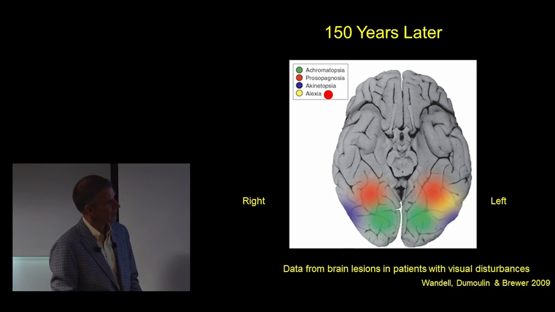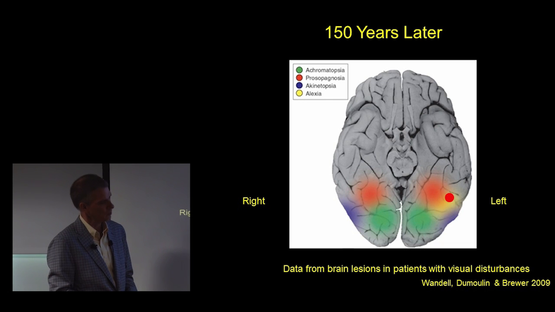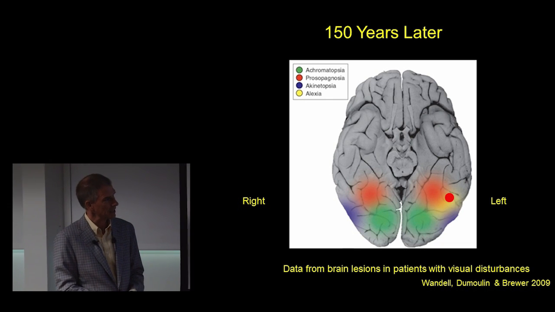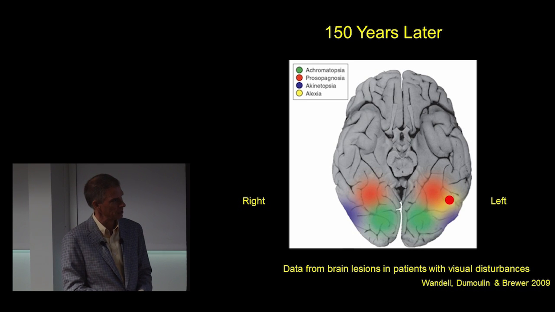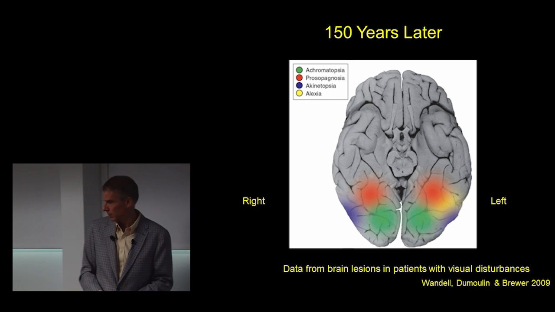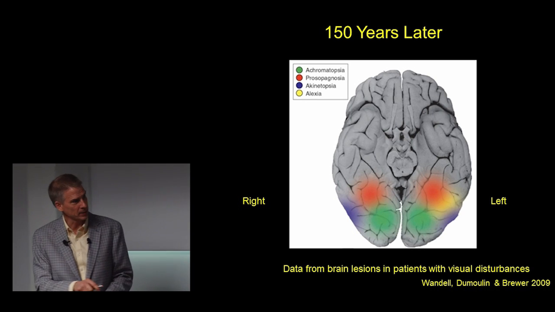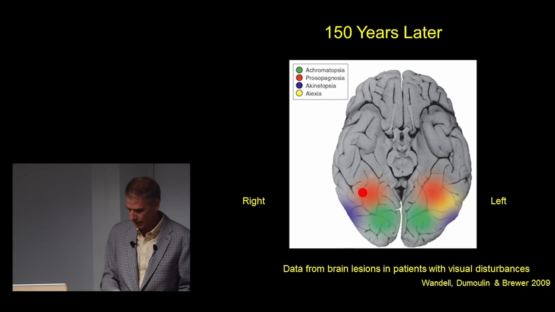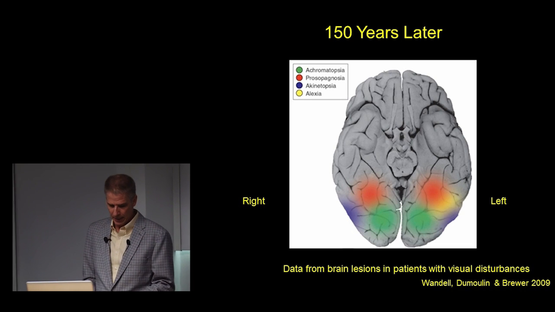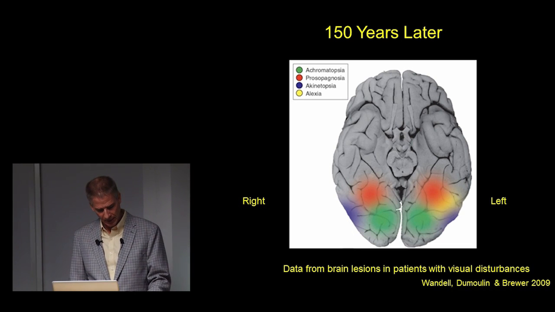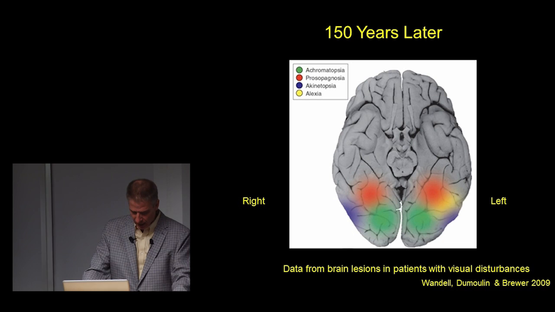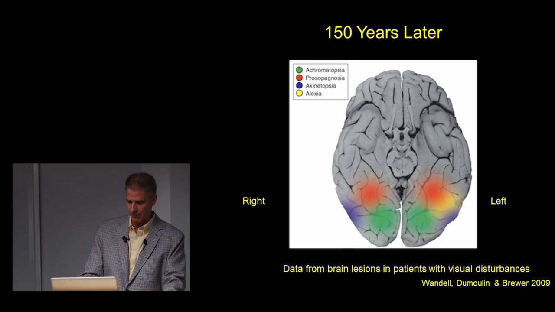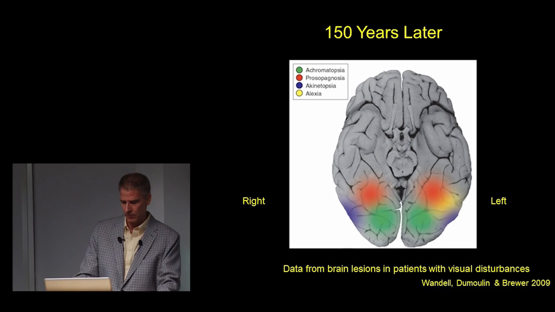And then alexia, inability to read. When you read a newspaper, it suddenly doesn't make any sense anymore. Again, this is lateralized to the left hemisphere. The others tend to be bilateral, although with prosopagnosia there tends to be a right bias. Anyhow, based on this evidence from the clinic, we can make very specific structure-function assignments in cortex.